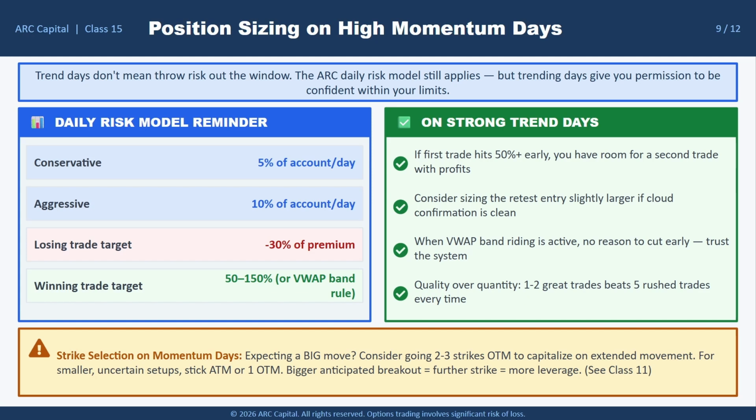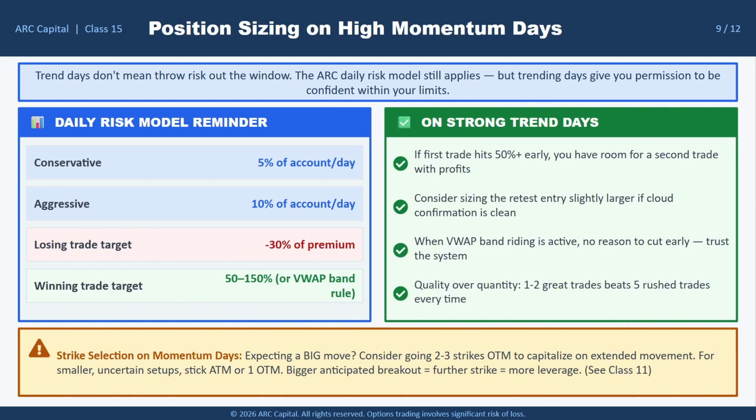Losing trade target is going to be 30% of that premium, or, as I just mentioned, a break below the cloud, a break below the VWAP, just indicating to you that the trade is invalid, the trend is no longer being held, right? And with a winning trade target of 50 to 150%, or the VWAP band rule, letting you capitalize on those 2, 3, 4, 500% trades.